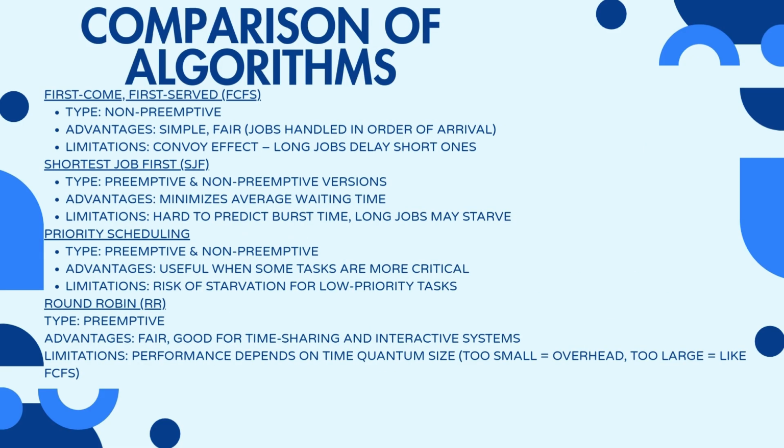Slide 2 is comparison of algorithms. We will compare the four main algorithms. In first come, first serve, processes are handled in the order they arrive. It's simple and fair, but one long process can delay many shorter ones.